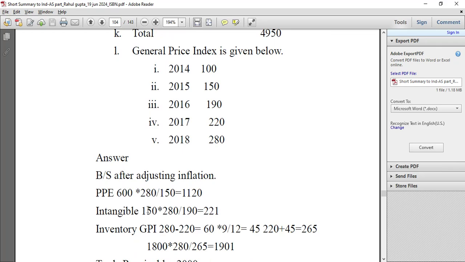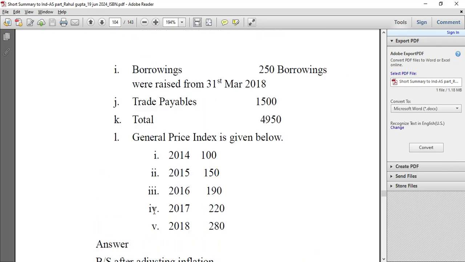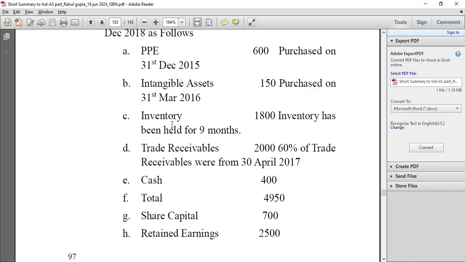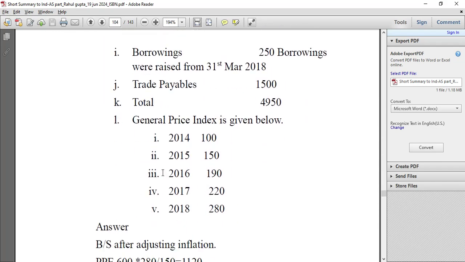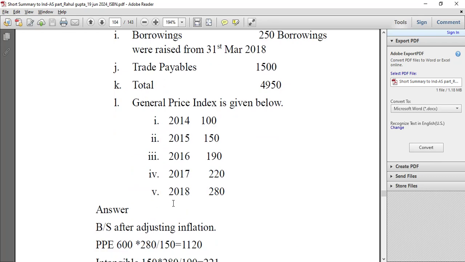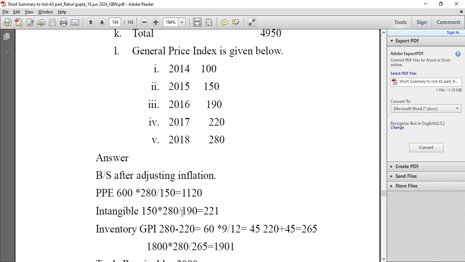Intangible: the price is 150, and the intangible is there from 31st March 2016. In 2016, the price is 190. So 150 divided by 190 into 280, 221 will be the intangible.